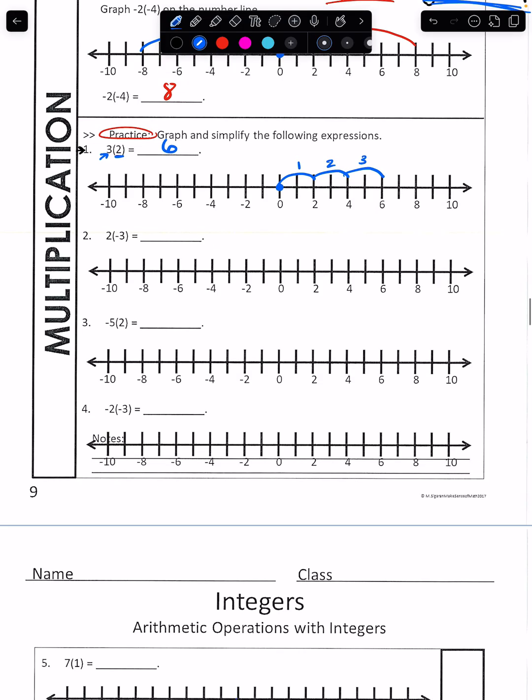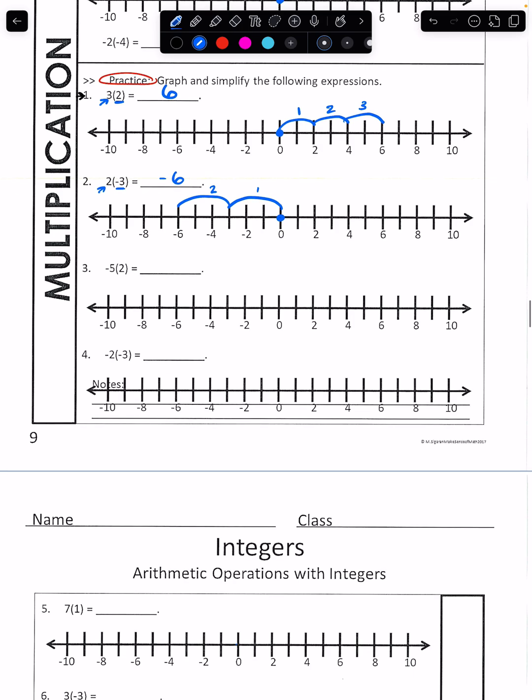Going on to number 2 in 3, 2, 1. This back number says I have -3 in my group, so I'm going to go -3. That's my first group. This front number says how many I got, so I'm going to go one more to get in my group of 2. My answer is -6.